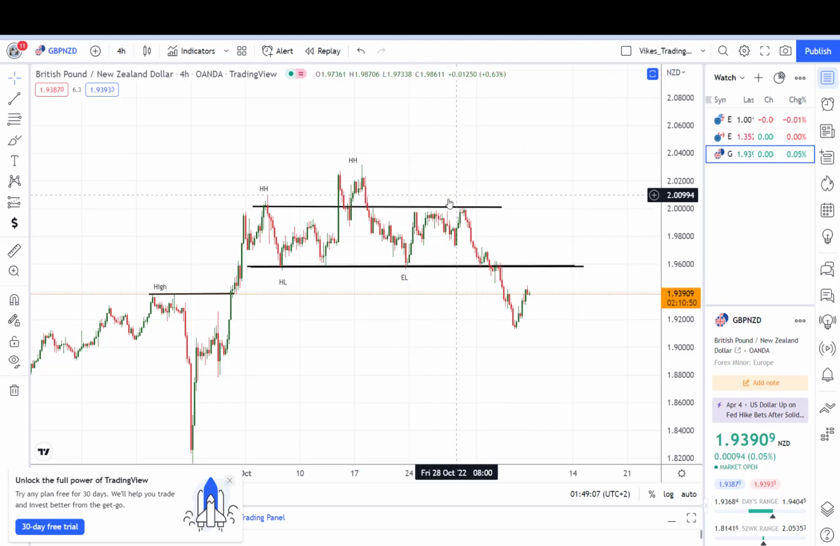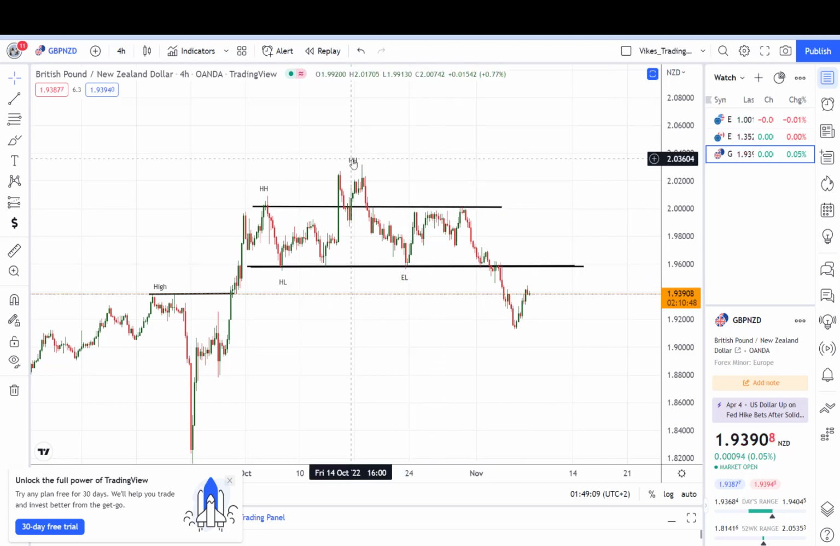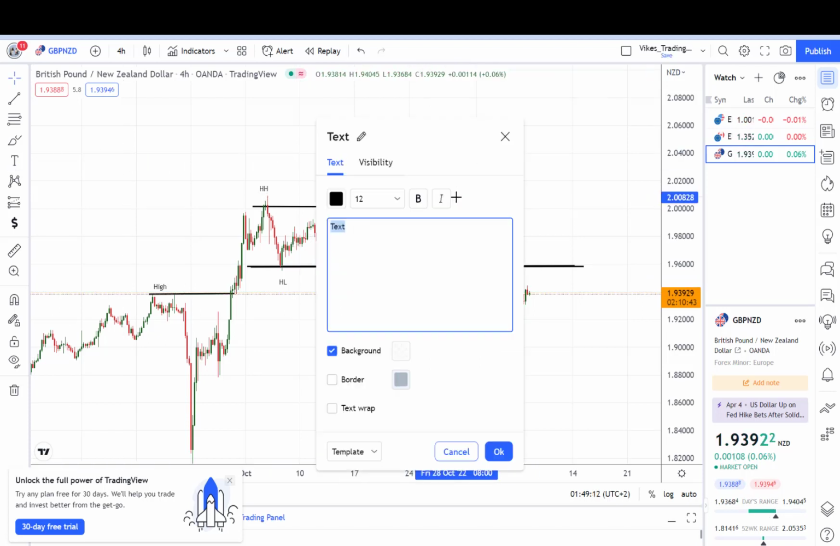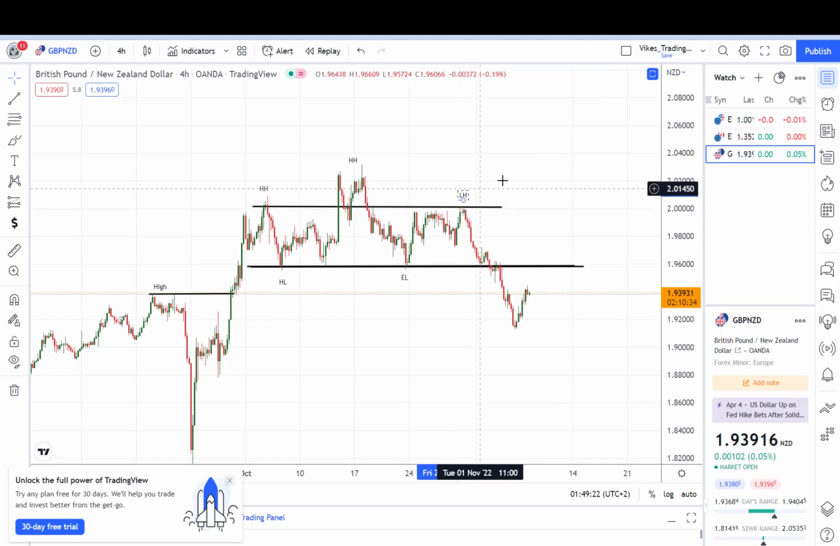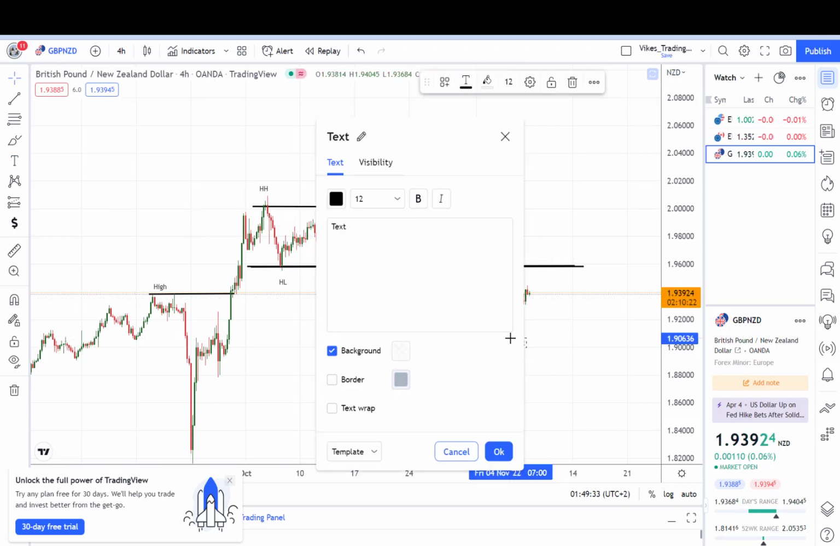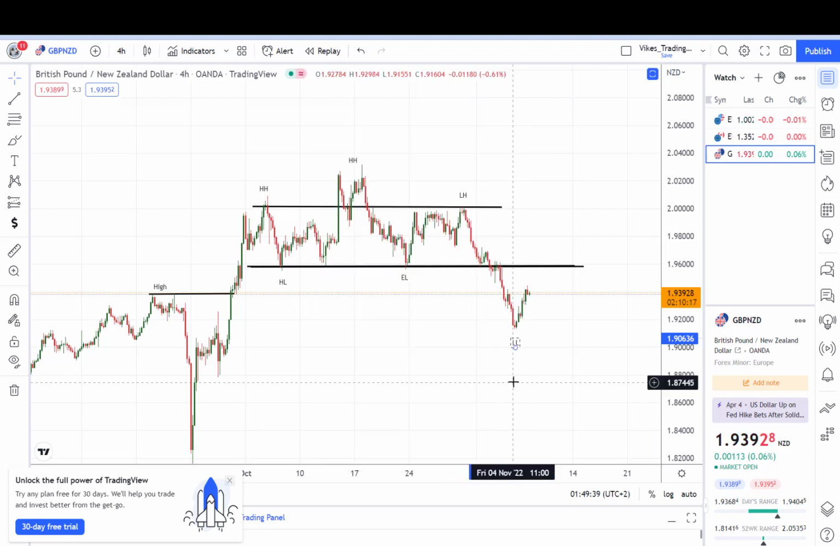Then we form a new high which is lower than this high. So this is our lower high. Then price pushed below our equal low to the downside. So we have now formed a new lower low because it's lower than this low. Now we have a new lower low.